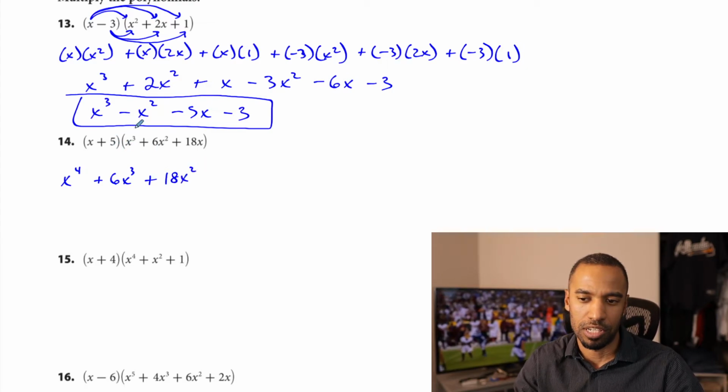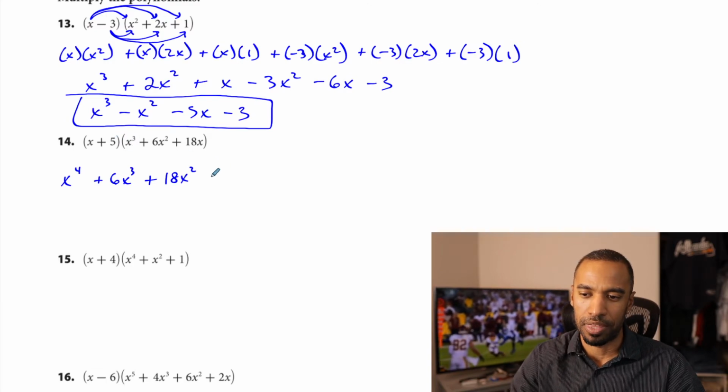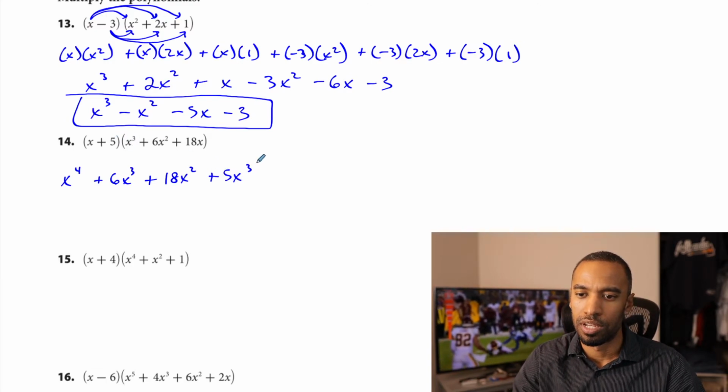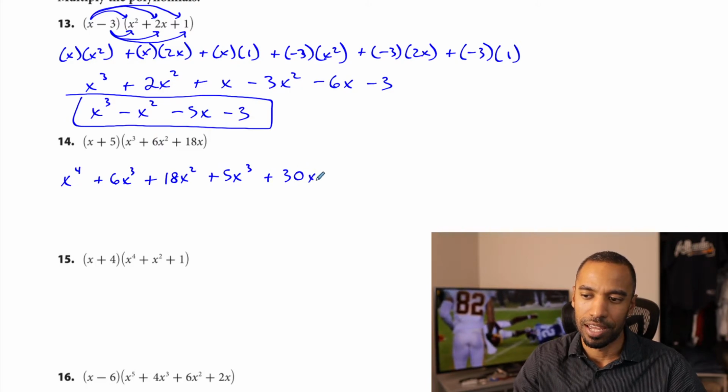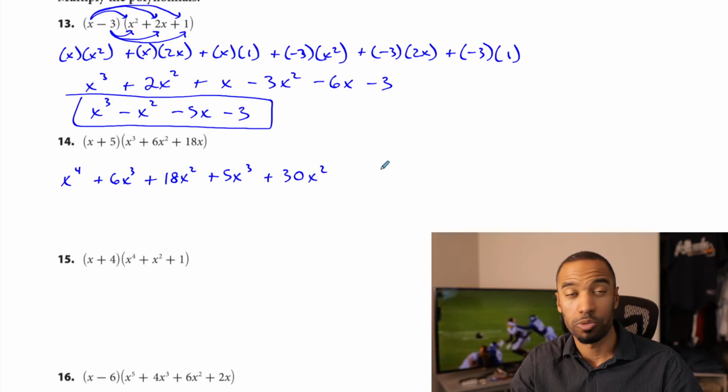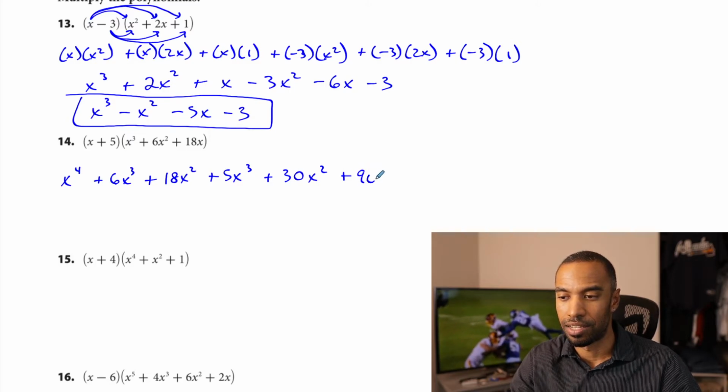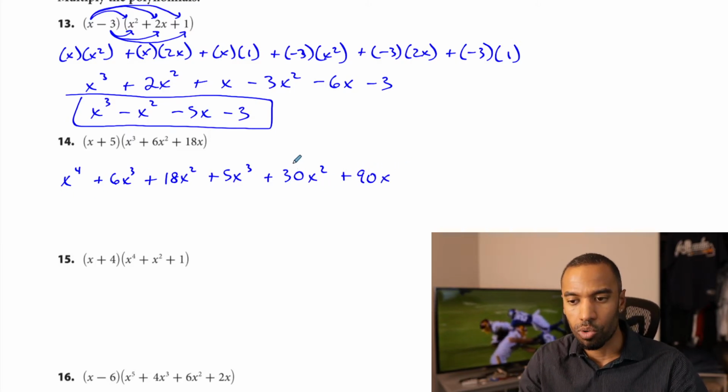Now 5 comes into the mix. 5 is going to multiply with x cubed, and I get 5x cubed. 5 is going to multiply with 6x squared, and I get 30x squared. 5 is going to multiply with 18x, and I get 90x. 6 terms to write out there.